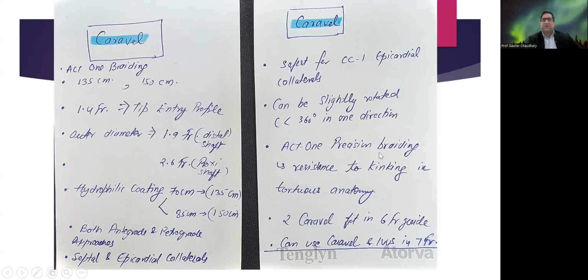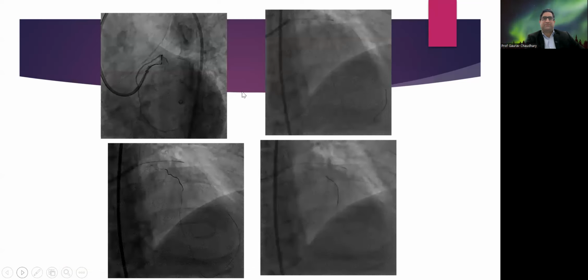It can be slightly rotated, although it is not meant as a channel dilator, but less than 360 degrees in one direction. What is important is the Act 1 precision braiding, which provides resistance to kinking in tortuous anatomy, especially when we are going through epicardial collaterals. Two Caravel catheters fit in a 6 French guide, and while doing IVUS, it can be used with the IVUS catheter in a 7 French guide.